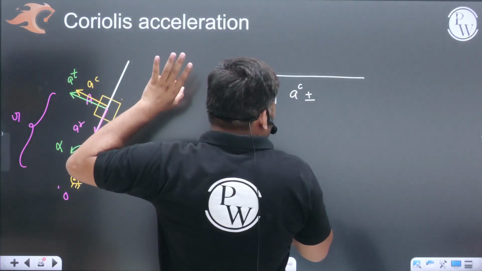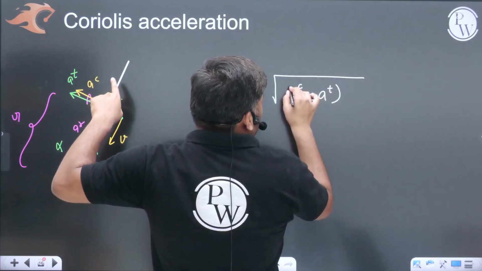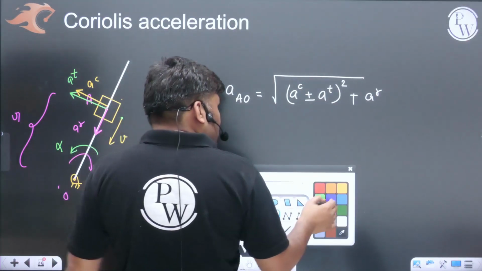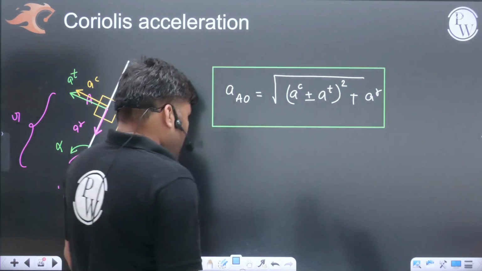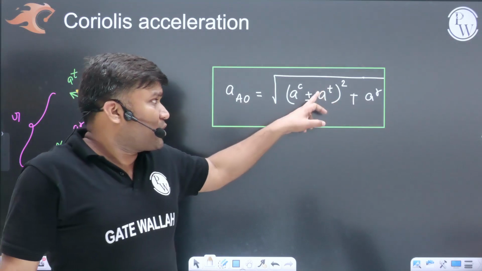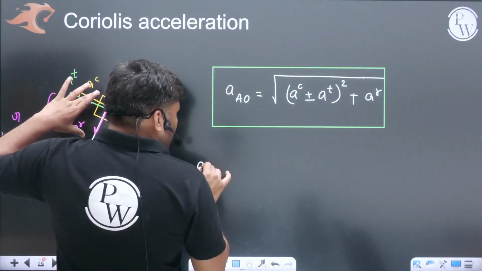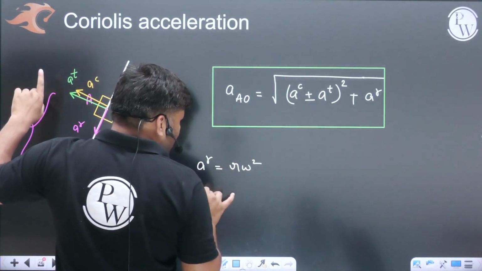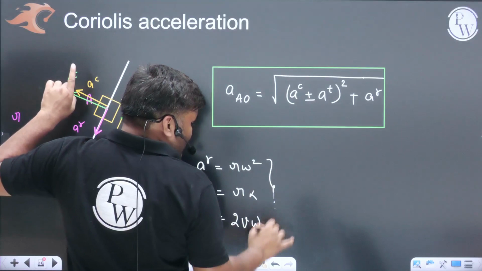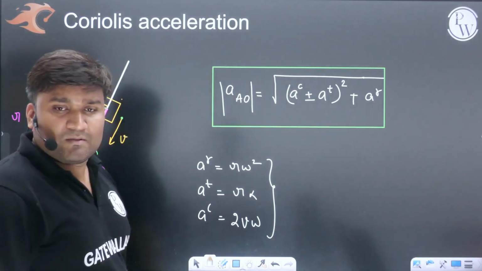Under root of the resultant of these two, Coriolis acceleration either plus or minus tangential acceleration, squared, plus, in the perpendicular direction, you are having radial acceleration. In this case we are going to do plus, but I am writing the general formula. Everybody comfortable? Put down all these values. The radial acceleration formula I know, tangential acceleration I know, Coriolis acceleration I know, and at this instant the value of r is known. So radial acceleration will be r omega square, tangential acceleration will be r alpha, Coriolis acceleration will be 2 into v into omega. Put every value and you will get the answer. This is the magnitude.